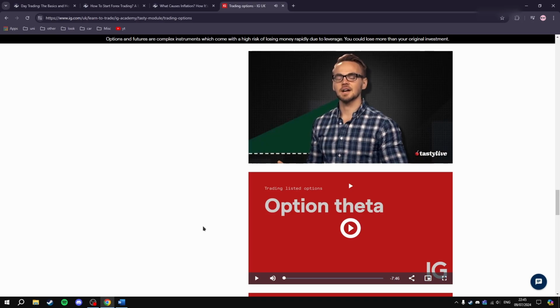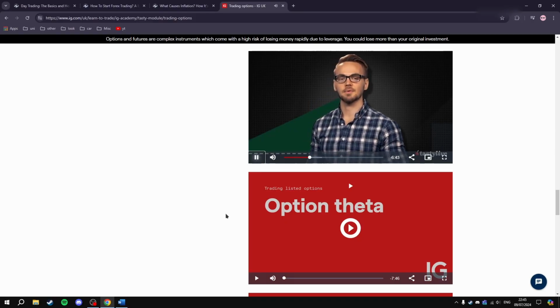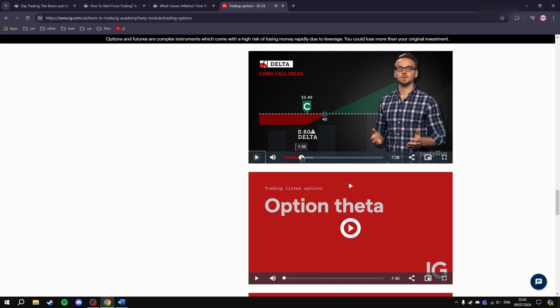Long puts have a negative delta because they offer the owner the opportunity to sell the stock at the strike price chosen.